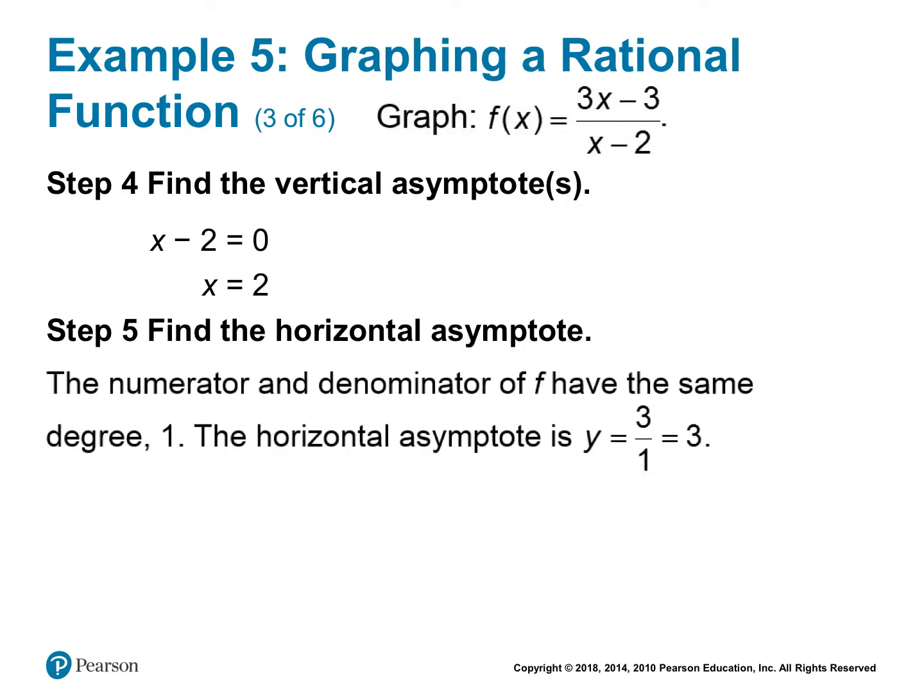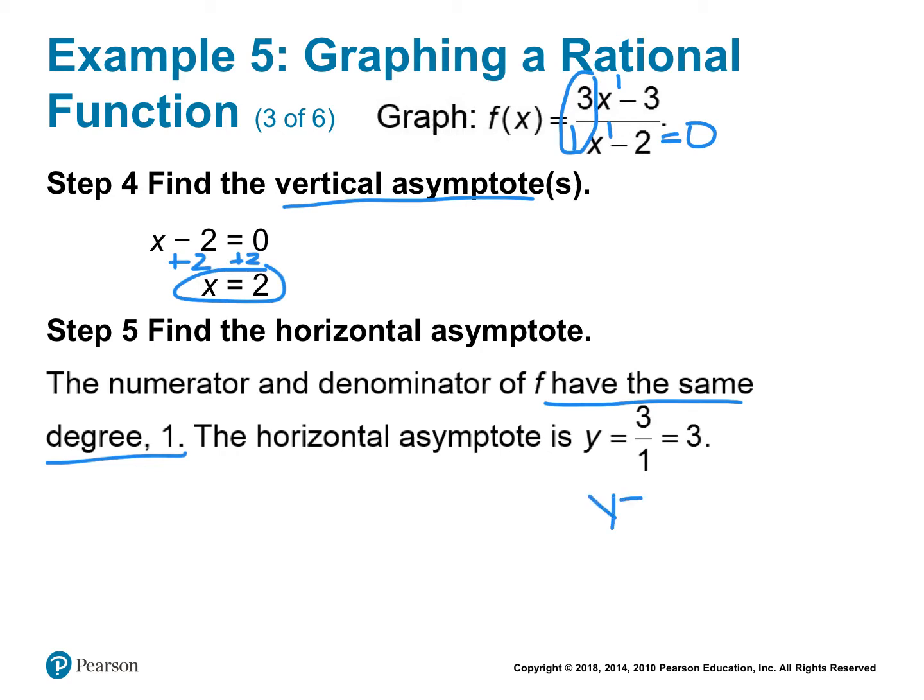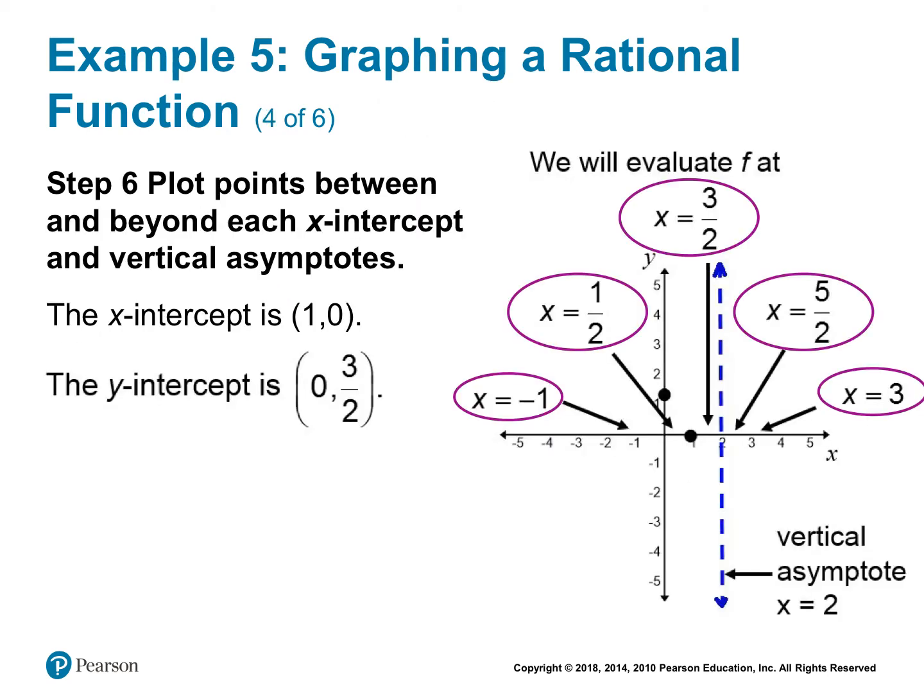Step 4, find the vertical asymptote. So we did this in the previous video, where you have to figure out when is the bottom equal to 0. So x minus 2 equals 0, just add the 2 and you get x equals 2. That's the vertical one. And the horizontal one is where you had to look at the degrees. So these are both 1s. They have the same degree. So then you take these coefficients divided by each other. 3 divided by 1 equals 3. So y equals 3 is going to be our horizontal asymptote.